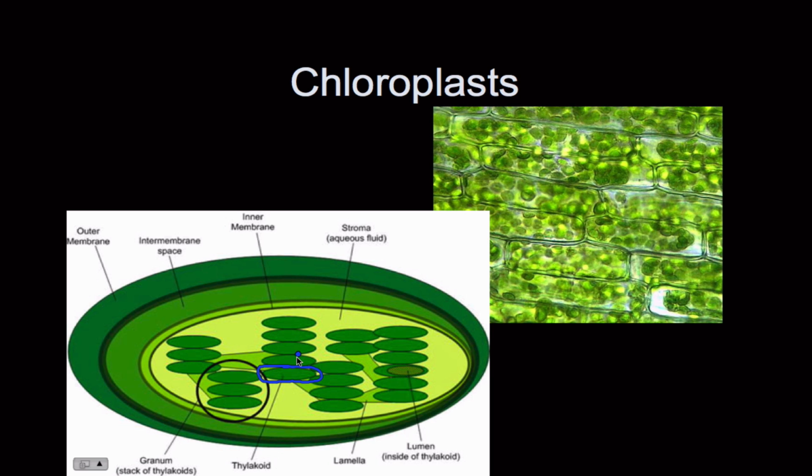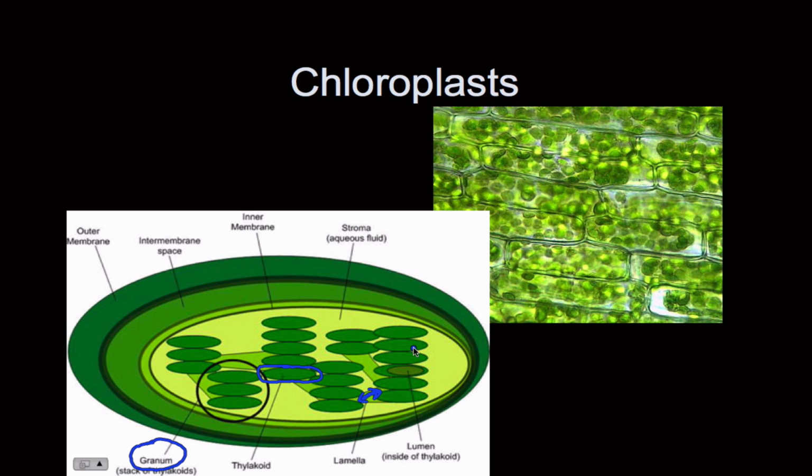Okay, and these thylakoids, they're stacked on top of each other. So they're in little stacks. Those stacks are called granum. Okay, and the stacks are connected to each other by lamella. And inside the thylakoid is called the lumen. And then all of these granum are in a fluid that's called stroma.